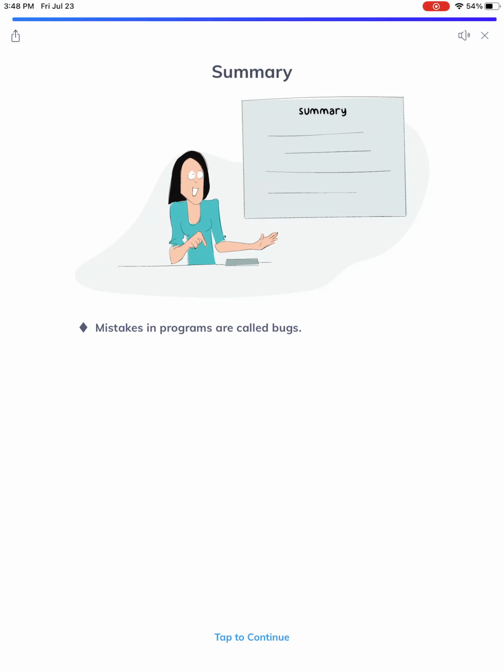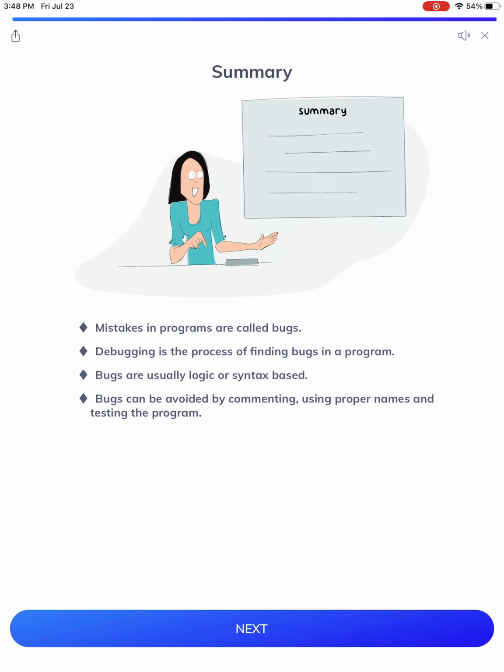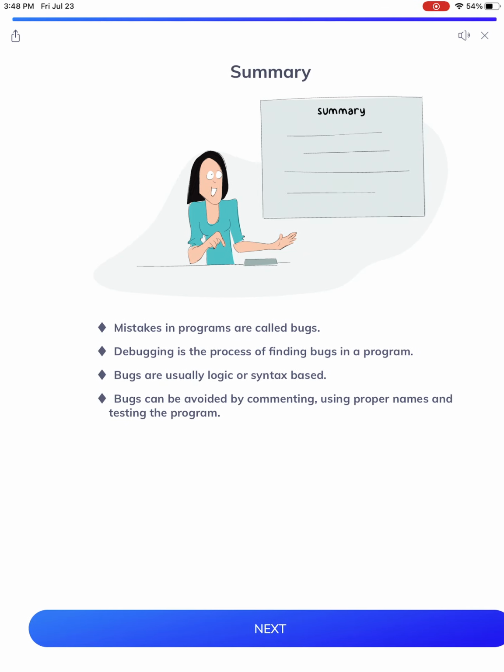Mistakes in programs are called bugs. Debugging is the process of finding bugs in a program. Bugs are usually logic or syntax-based. Bugs can be avoided by commenting, using proper names and testing the program.